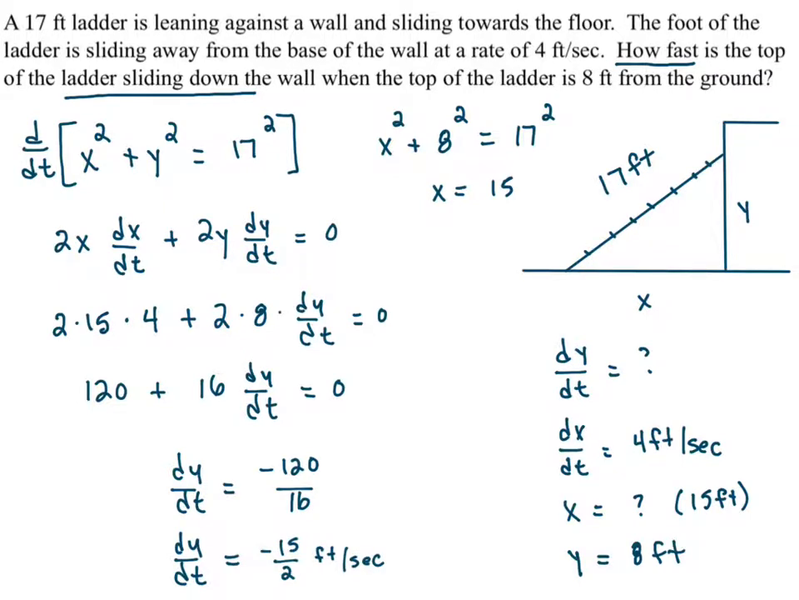Now that rate is negative because the ladder is falling down, right? So the y value is getting smaller, and so it's going to have a negative rate of change. It's changing the height in a negative direction, so it's got to have a negative rate for that one. So that's how I would attack that one.